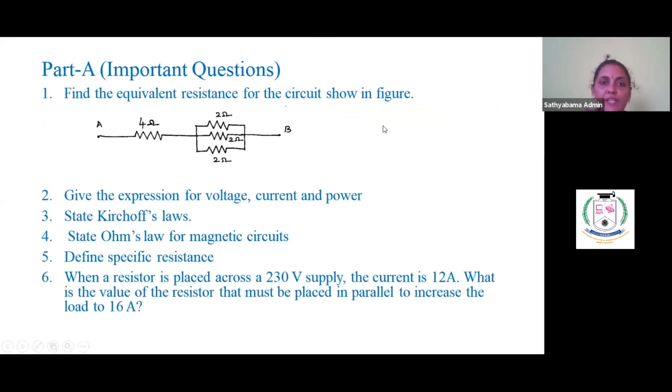As far as unit 1 is considered, you will definitely get questions based on mesh analysis and node analysis. And simple problems like this for solving series parallel circuits.